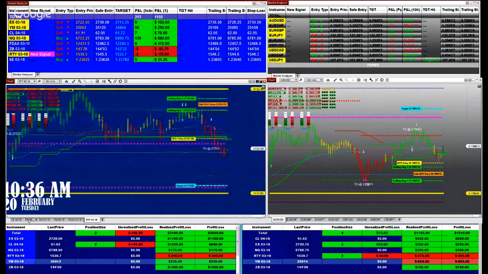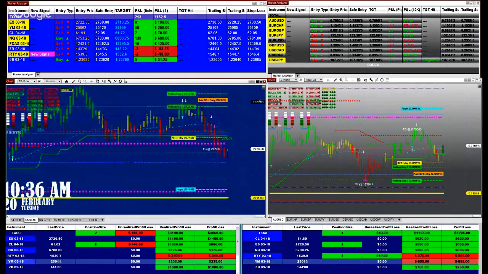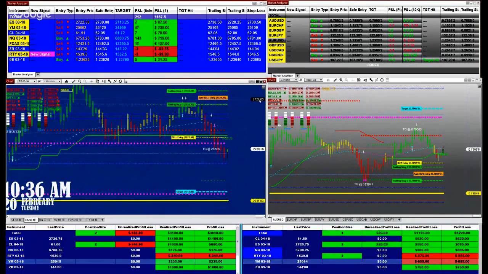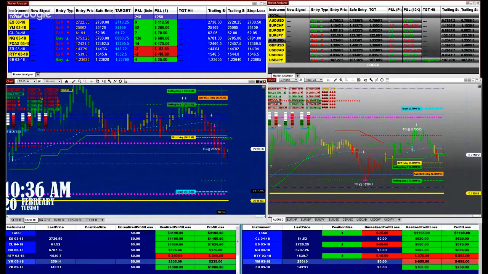Let's look at the ES. It came in right to the support line at 18, exactly to the support line at 18, pulling back, but we have the target at 713. It's a lovely trade, actually.